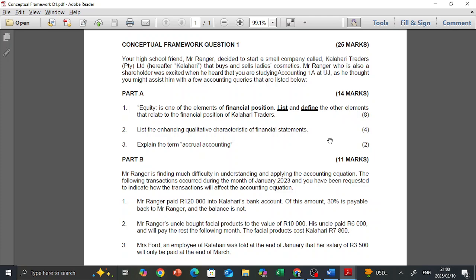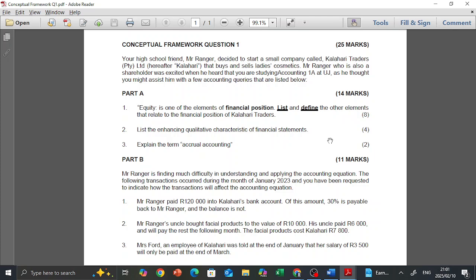Good evening, sir. I just wanted to ask regarding Samkelo's answer. She defined accrual accounting, which I understand as accrual basis. So I just want to find out if accrual accounting and accrual basis are the same thing. 100% same thing.